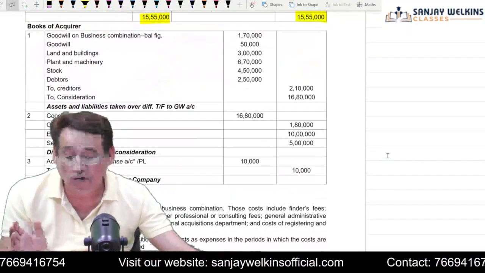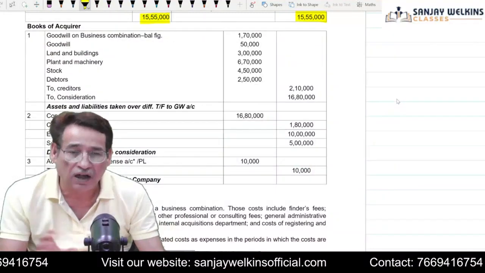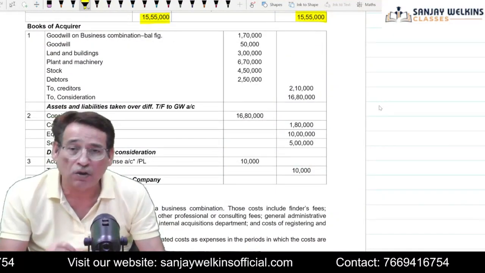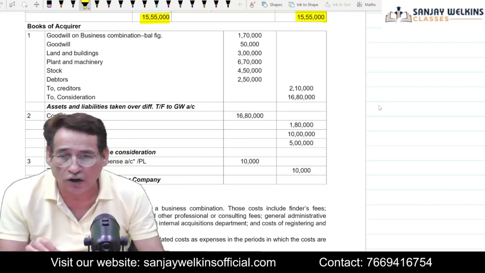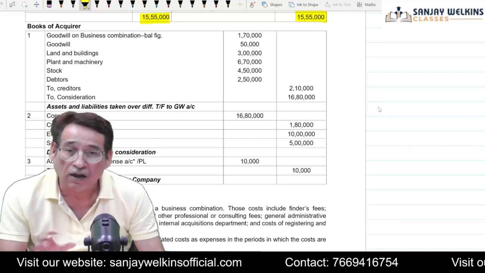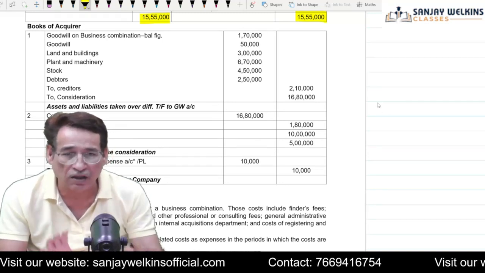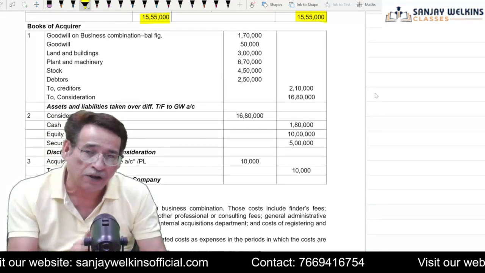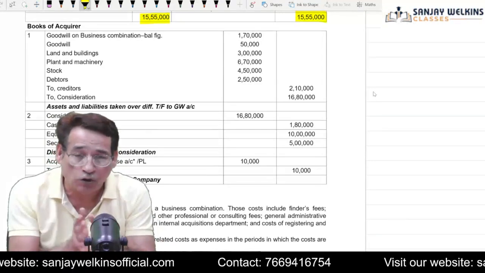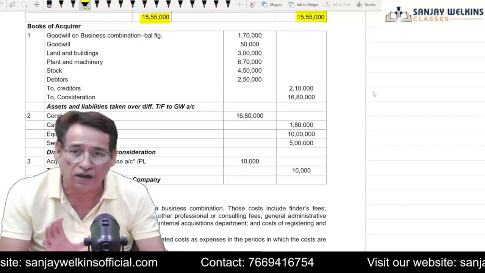In this question, it is simply stated that we have to pass entries in the books of the acquirer entity. So should I apply AS-14 or Ind AS 103? I will have to apply Ind AS 103 because nothing is mentioned about passing entries presuming it to be a case of amalgamation. So that is how you need to be a little bit alert. Is it clear to you?